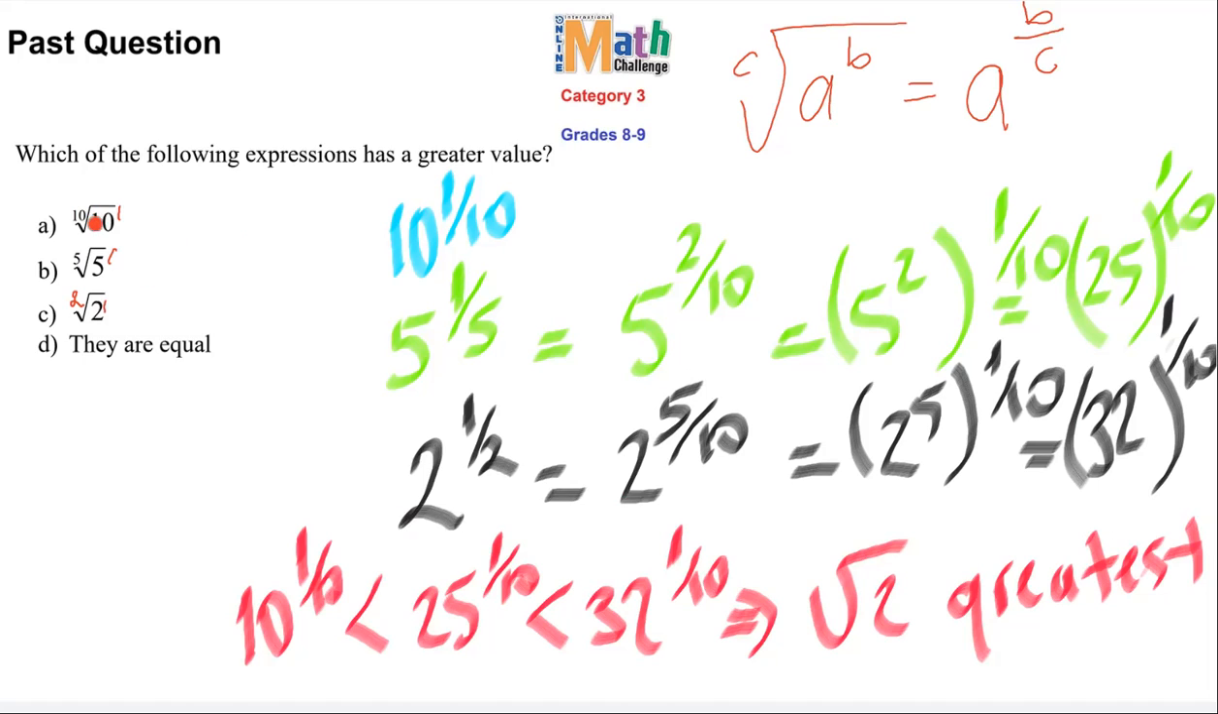So using this idea, let's change this into the index form or indices form. So this will be 10 to the power 1 over 10, 5 to the power 1 over 5, 2 to the power 1 over 2.